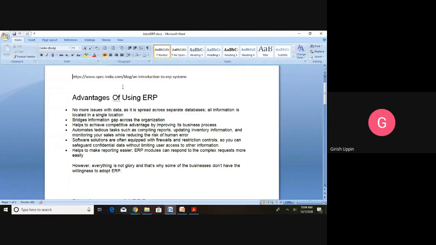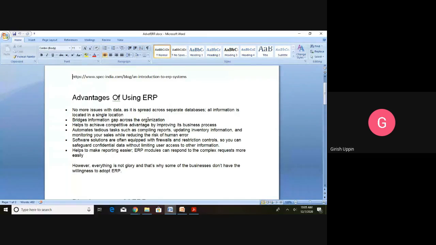This is again from Spec India. We were looking at some of the insights about ERP. The advantage of having an ERP is no more issues with data spread across separate databases. All information is located in a single location. If all the different departments or functional parts of the organization were working separately, they would have their own databases. For example, the sales and marketing team, whatever activity they carry out, if they want to capture that data, they would have their own database. Similarly, manufacturing people and supply chain management people will all have different databases.